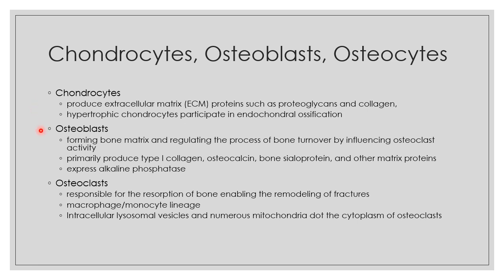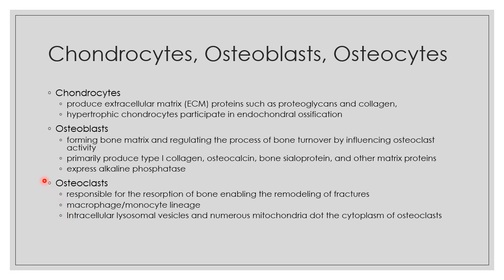Osteoblasts, by the name itself, blasts, they form bone matrix and regulate the process of bone turnover by influencing osteoclast activity. They produce type 1 collagen, osteocalcin, and other matrix proteins. They also express alkaline phosphatase, which is one of the markers we use for bone healing and remodeling.